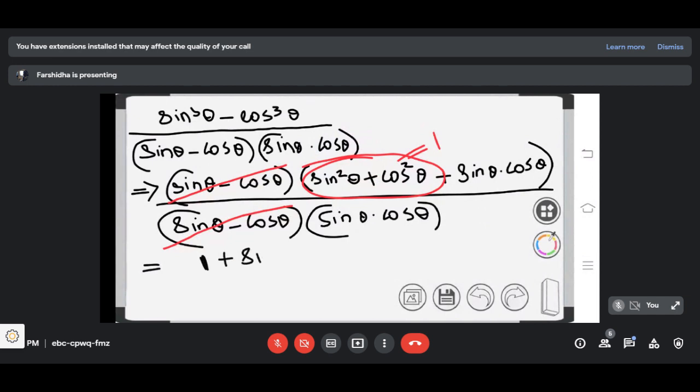1 plus sine theta into cos theta divided by sine theta into cos theta. You can't cut sine theta into cos theta with sine theta into cos theta, because here the sign is addition. So you can't cut both.